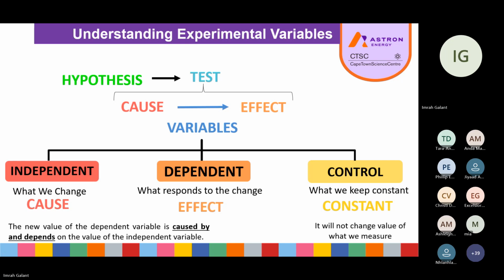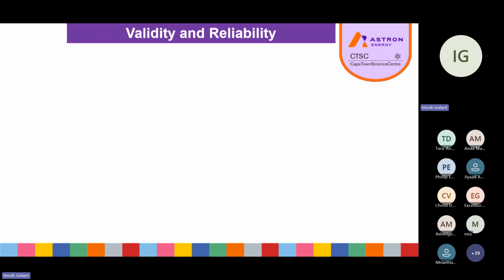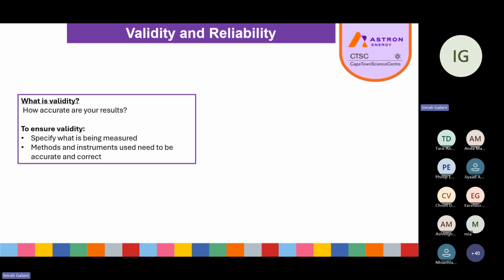So with your scientific method, there are two things that I like to look at. This is the validity and the reliability of an experiment. Let's look at the first one. We have validity. Validity asks how accurate your results are. It basically asks how accurately a method measures what is supposed to be measured. To ensure the validity of your results, you need to specify what is being measured, and you need to ensure that the methods and instruments that you use are accurate and correct.